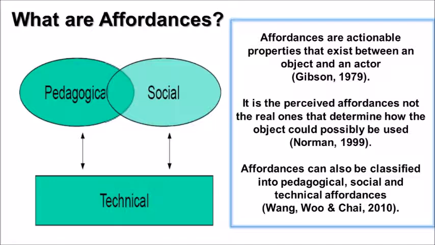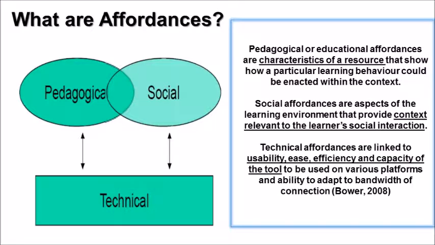Gibson defines affordances as properties of the object that are inherently there regardless of whether the user knows it or not. However, Norman defines perceived affordances as more important and that will affect how it is being used. Affordances can be classified into three areas: pedagogical, social, as well as technical.